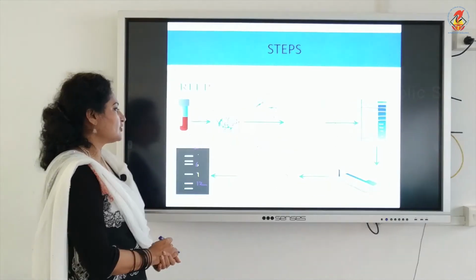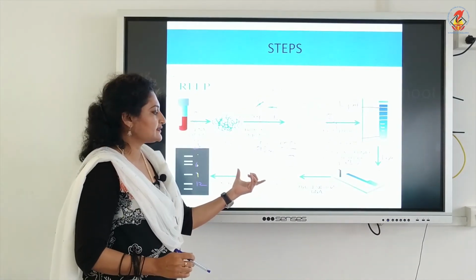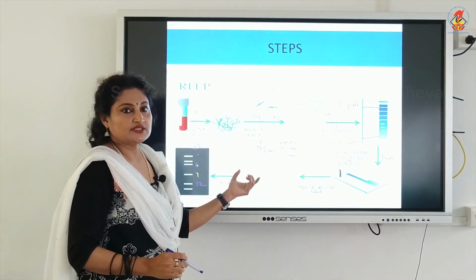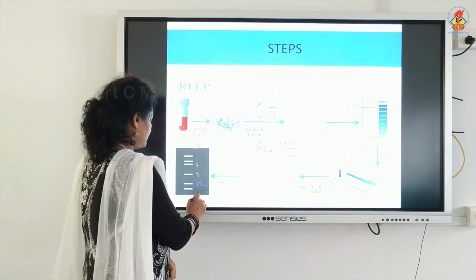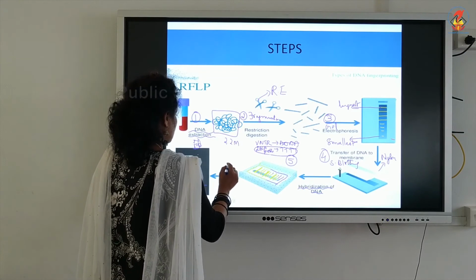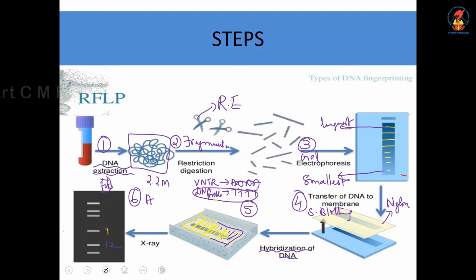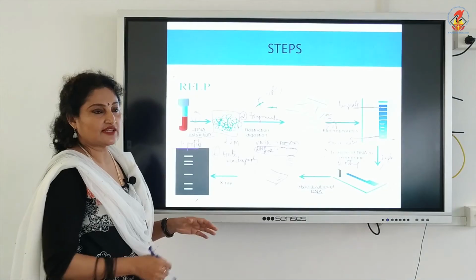So then we have to go for the next technique where this film or this sheet is exposed to X-rays. This is called autoradiography. Sixth step is autoradiography. It is just simple as that. This is exposed to X-rays and we get the film.